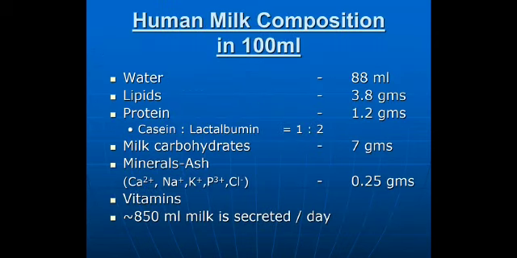The composition of human milk is per 100 ml. The rate of secretion can be around 1 to 1.5 liters per day. On average, 850 ml of milk is secreted. The water will be around 88 ml in 100 ml. Lipids can be 3.8 grams, protein around 1.2 grams, wherein the casein and lactalbumin ratio is 1:2. The milk carbohydrates are 7 grams, and minerals like calcium, sodium, potassium and chloride are 0.25 grams, along with vitamins.